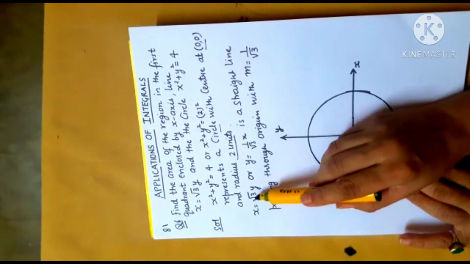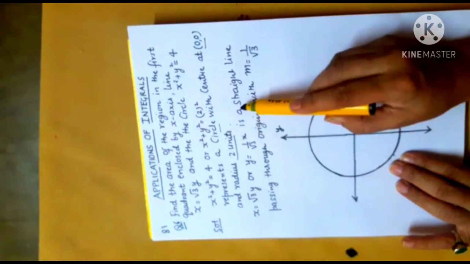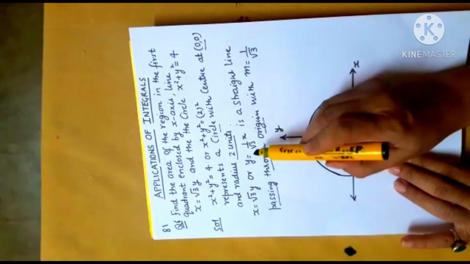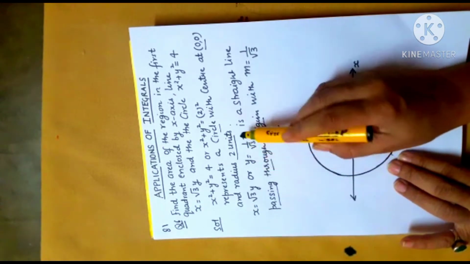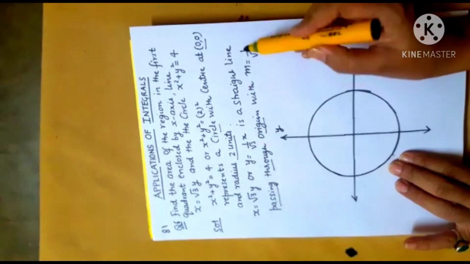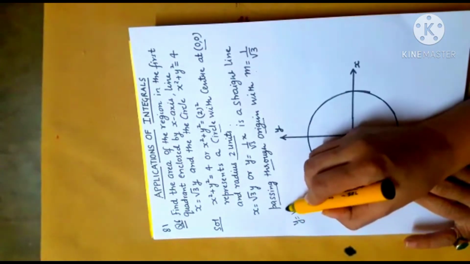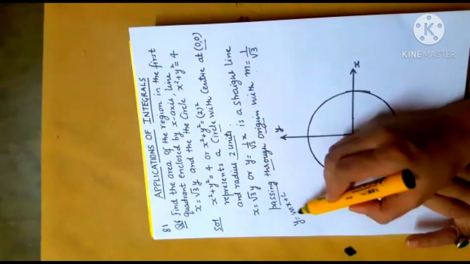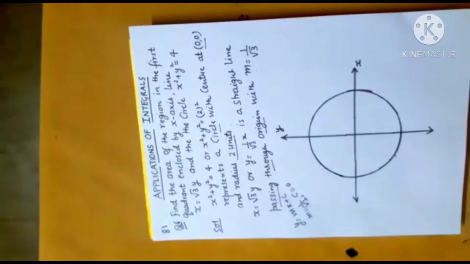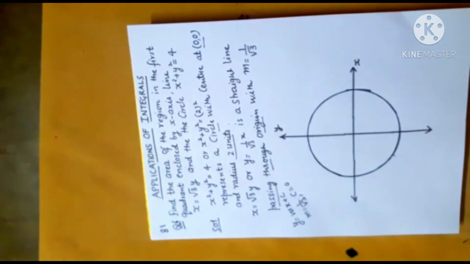And x equals root 3y, or I can say y equals 1 over root 3x. It is a straight line. It will pass through origin, because when you put x 0 and y 0, this equation will be satisfied. So line passes through origin and slope of the line is 1 over root 3, because this equation is of this form, y equals mx plus c, where m is 1 over root 3 and c is 0. So slope is 1 over root 3 and y-intercept is 0.